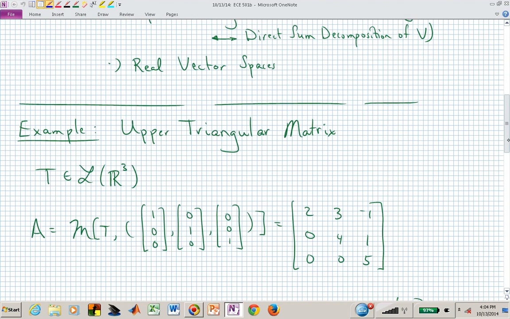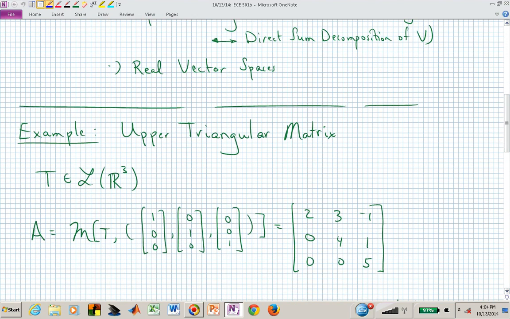Let's now return to the example that we had last time, where the basis that we're using is our standard basis in 3 space, the real 3-dimensional space. Suppose that the mapping T has a matrix representation that is indeed upper triangular, and we have on the diagonal 2, 4, and 5. In the top row we have 2, 3, minus 1. In the second row 0, 4, 1, and in the bottom row 0, 0, 5. This should be what we've already looked at.